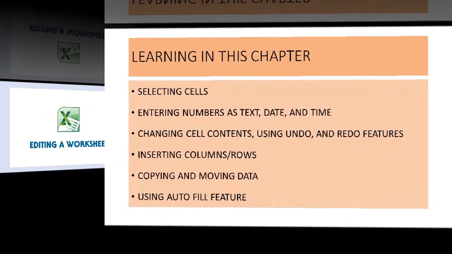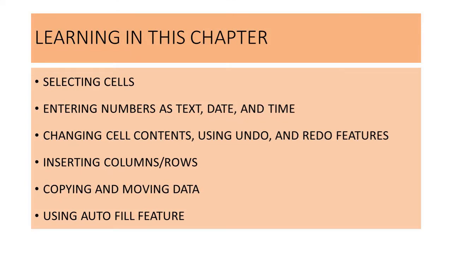The topics we are going to study in this chapter are how to select cells, how we can enter numbers as text, date and time, and how we can change the cell contents using undo and redo features. We can insert columns and rows, how we can copy and move data, and the use of auto-fill feature.